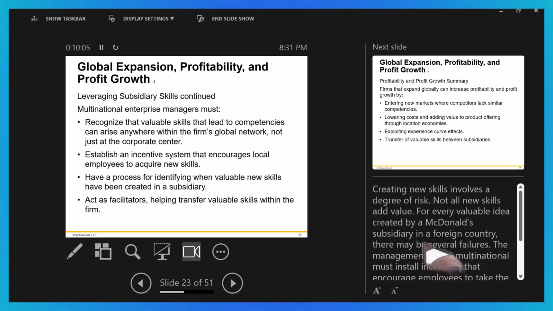Establish an incentive system that encourages local employees to acquire new skills. Have a process for identifying when valuable new skills have been created in a subsidiary. Act as facilitators, helping transfer valuable skills within the firm. Because if you develop that in one location, the quicker and faster you can transfer it throughout the organization, the more competitive advantage it will give you.